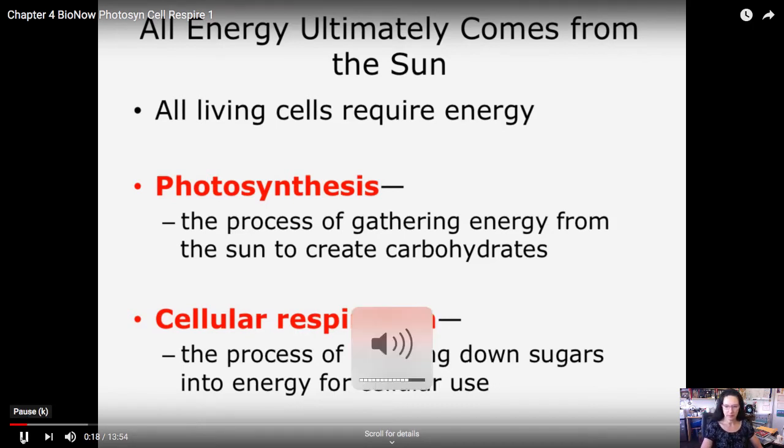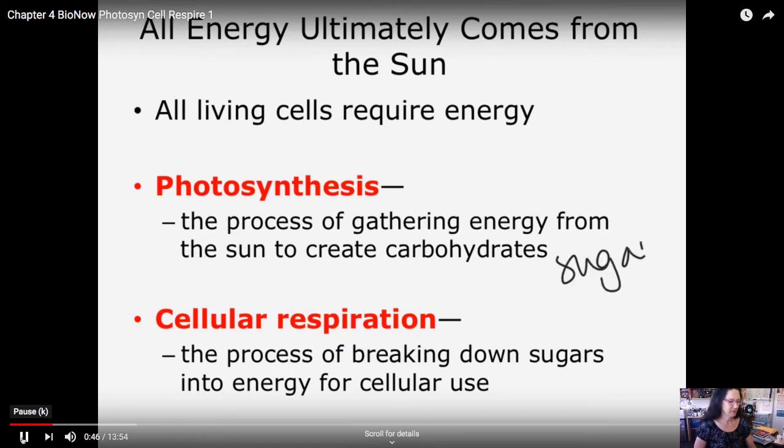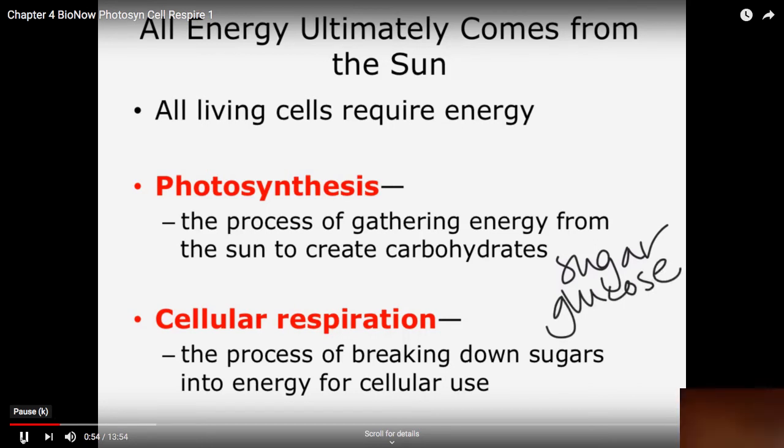Photosynthesis and cellular respiration. What the heck is that? Well, here you go. All cells must have energy, right? Otherwise, we can't do anything. We'd just be dead. Photosynthesis. What's the real definition? Get energy from the sun. Sunlight energy, photons, to create carbs. What do we mean by carbs? Sugar, right? Specifically the type of sugar called glucose. We'll get back to that. What the heck is cellular respiration? It's when we take sugar and break it into the energy we need for cellular use. The only kind of energy our cells can use is called ATP. That's a little foreshadowing. We're going to get to that in a few slides. So hold tight.